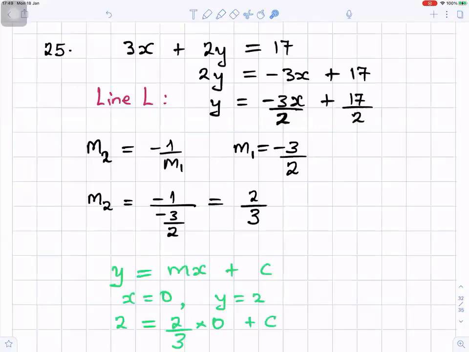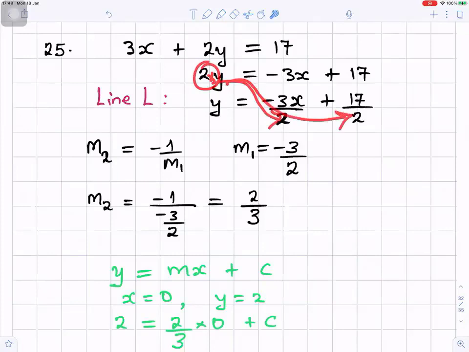So for question 25, we want to start by making y the subject to find the gradient. So we take 3x to the other side. It becomes minus 3x plus 17. It's times 2. We divide by 2.